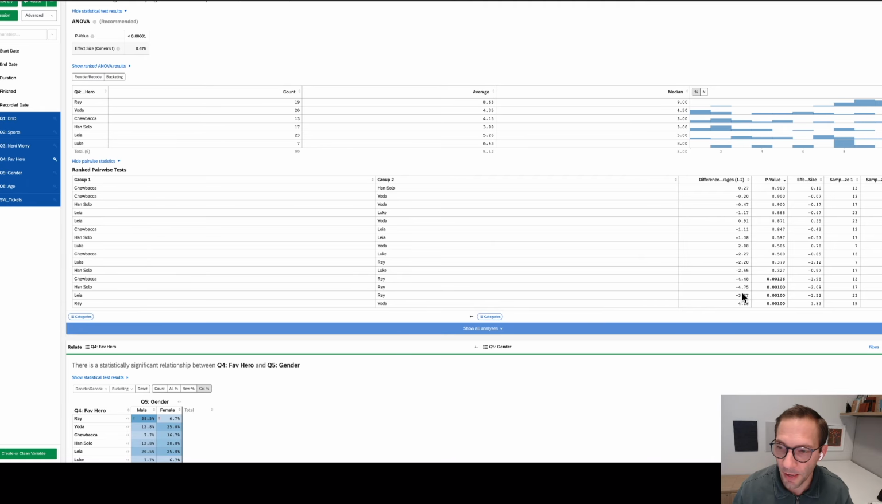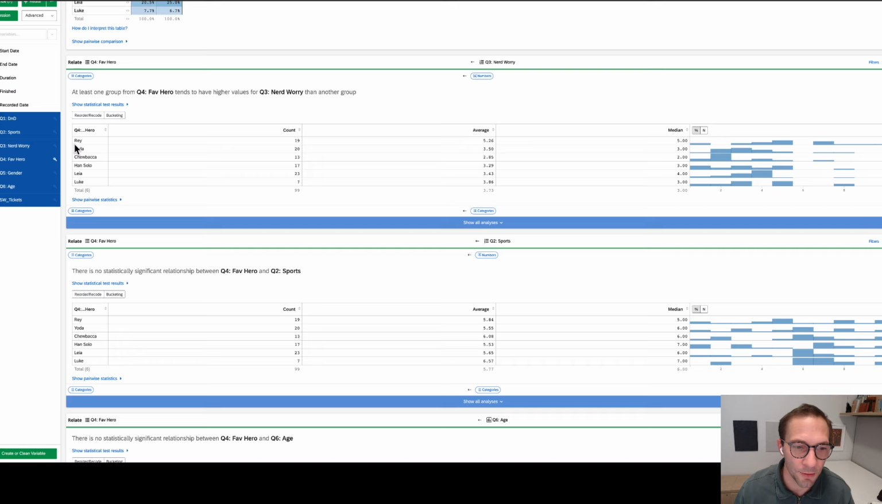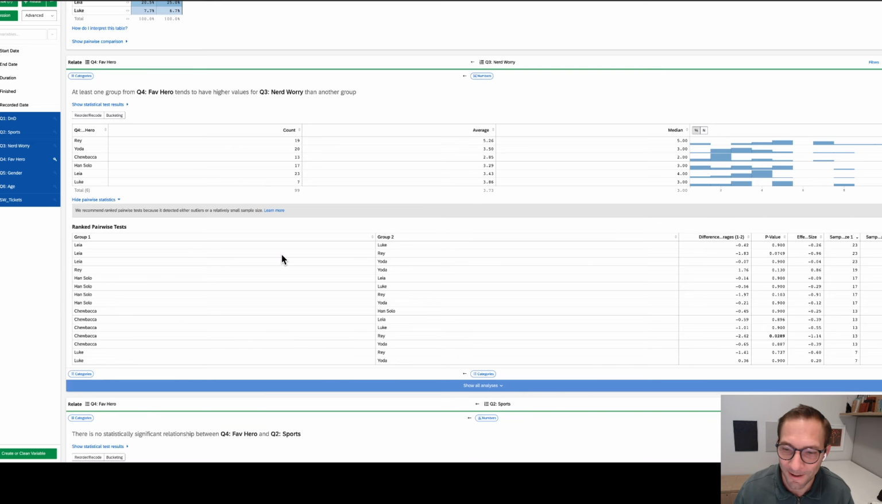Well, those Ray fans are standing out. It's pretty much the same thing that we just saw with SW tickets. Ray is significantly different than all of them except Luke. So that's not very informative. Let's try Nerd Worry really quick.